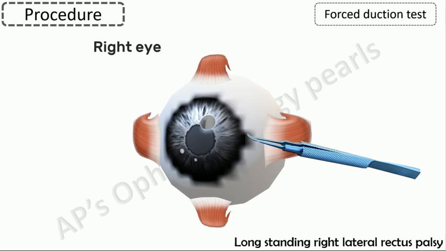Here you can see that the globe is able to be abducted more than the patient can voluntarily, but not fully, and a resistance to further abduction is felt. This is called a positive force duction test. This is because of medial rectus contracture.